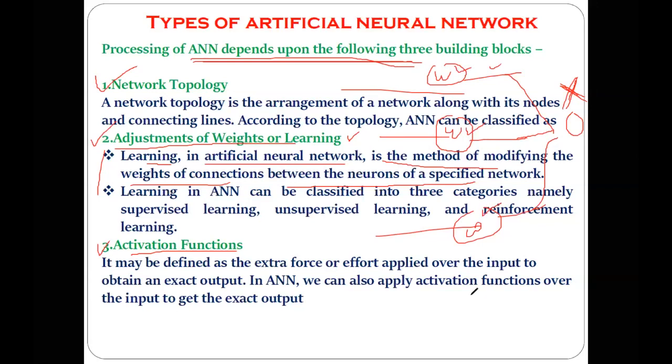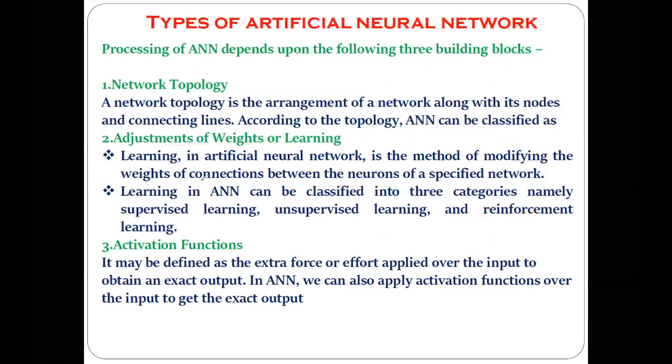Yes, sir. What do you mean by modifying the weight? Modifying the weight is nothing but giving more training. Am I right? Yes, sir. You need to understand this concept in that way. So learning in the artificial neural network is the method of modifying the weight of the connection, that is giving training so that the neural network can learn, between the neurons of the specified network.